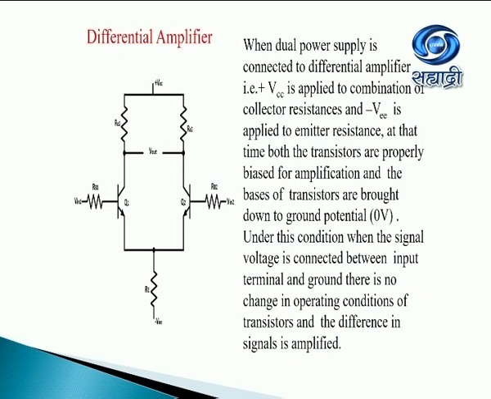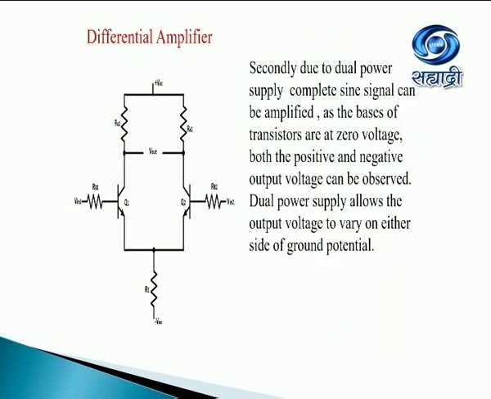When dual power supply is connected to differential amplifier, that is, plus VCC is applied to combination of collector resistances and minus VE is applied to emitter resistances, at that time both the transistors are properly biased for amplification and the bases of transistors are brought down to ground potential, that is 0 volt. Under this condition, when the signal voltage is connected between input terminal and ground, there is no change in operating conditions of transistors and the difference in signal is amplified.